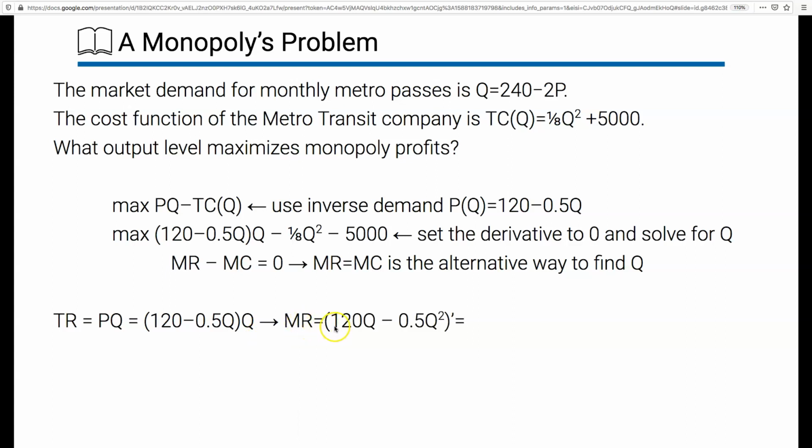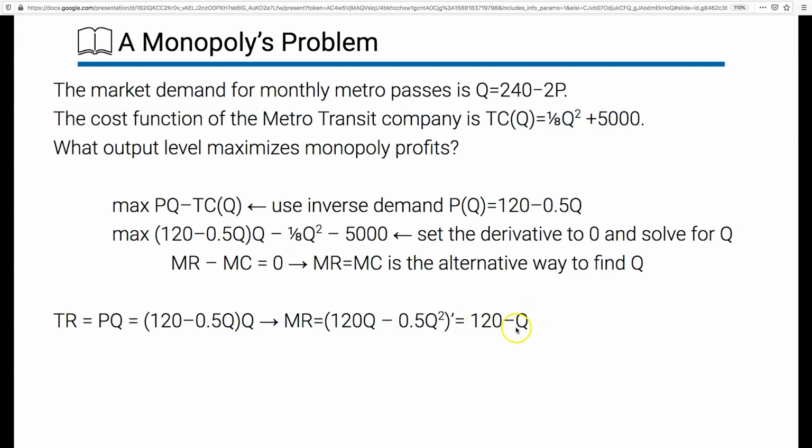So I'm taking 2 steps here. I'm clearing the brackets, so I'm multiplying 120 by q and 0.5q by q to get 120q minus 0.5q squared. And if I were to take the derivative of that, the first term will give me 120, the second term will give me 0.5 times 2q, so that's just q. So the marginal revenue in this story is 120 minus q.